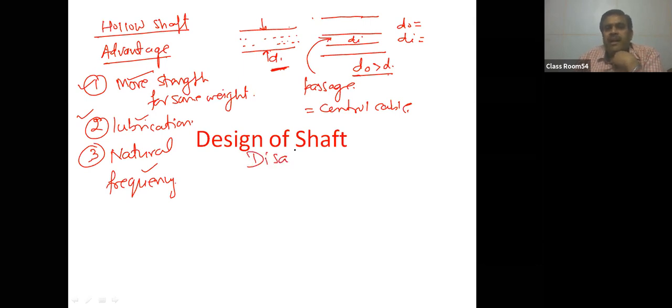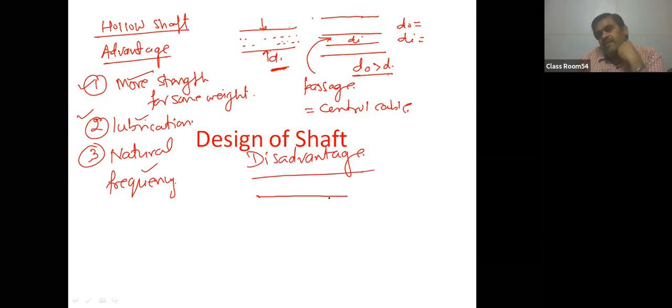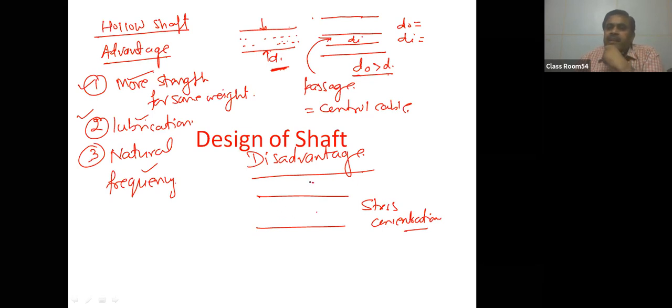Now we will also discuss some disadvantages. When some material is removed from the hollow shaft, there is stress concentration. And if the removed material is not placed at the periphery, then the strength of the hollow shaft will be less than the solid shaft, because its weight will be less and its strength will be reduced due to stress concentration. More stress will be produced.